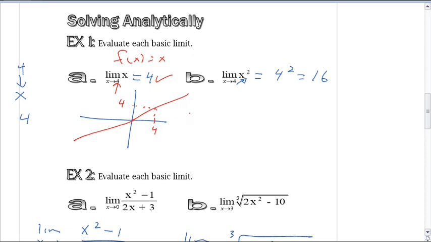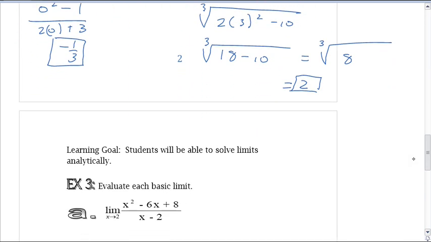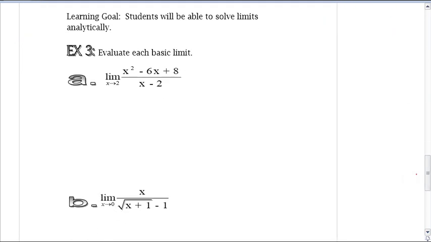Using direct substitution, we just plug in. It does the work for us, basically, of looking at the graph. Okay, so example 3, evaluate each basic limit. Alright, so let me go ahead and try to use direct substitution first. If it doesn't work, then I might need to factor.